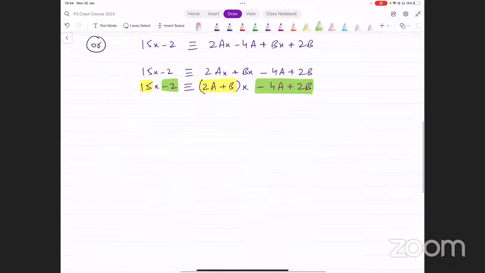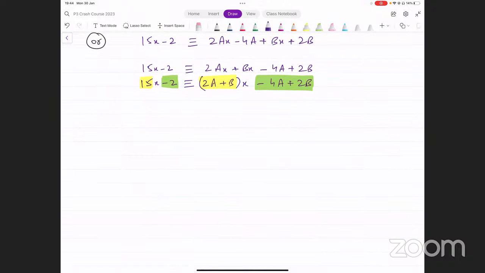And that gives us two equations. So we've got 2a plus b equals 15. And we have minus 4a plus 2b, that equals minus 2. All right. So we equate the x coefficients and we also equate the constants. And now we've got two simultaneous equations. We solve them simultaneously, find the values of a and b from them.